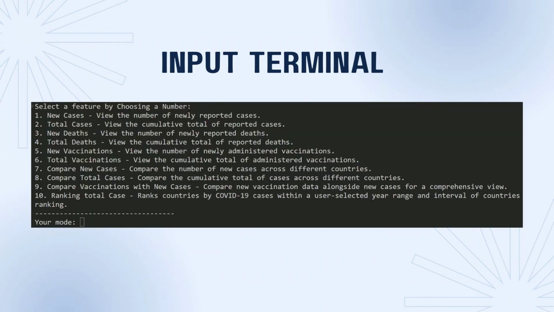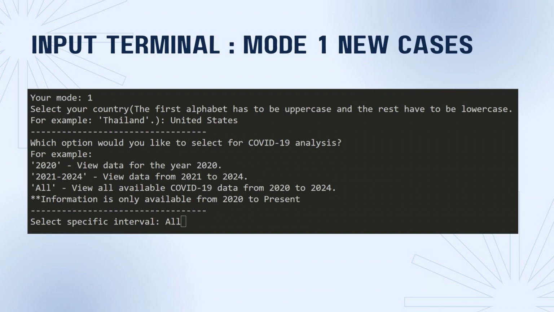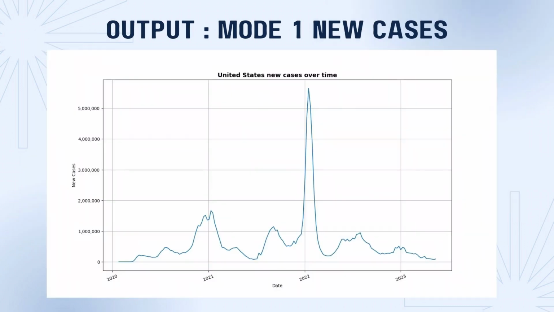This is the main input terminal, where users start by selecting a feature from the list by entering a number. We provide 10 modes for users to choose. For mode 1, new cases, they are prompted to enter the country name with correct capitalization. Then they can choose a specific year or range for analysis, or view all available data from 2020 to the present. For the output, we get a time series plot showing the number of new COVID-19 cases over time for the selected country, in this case the United States.